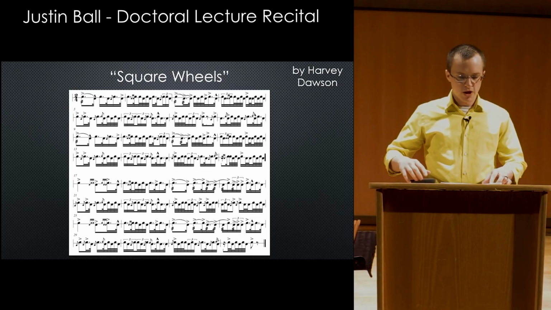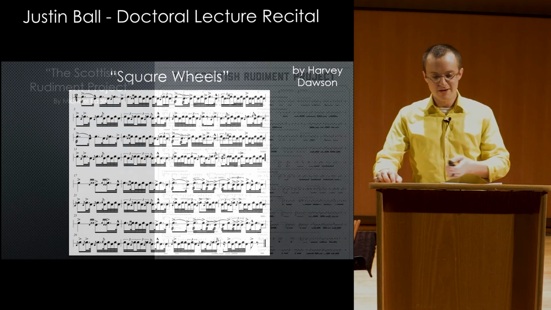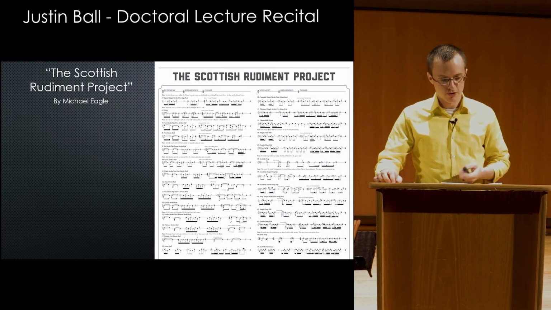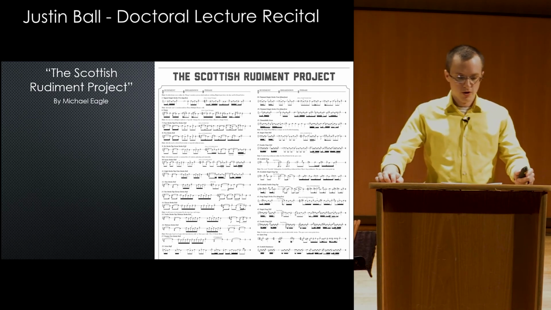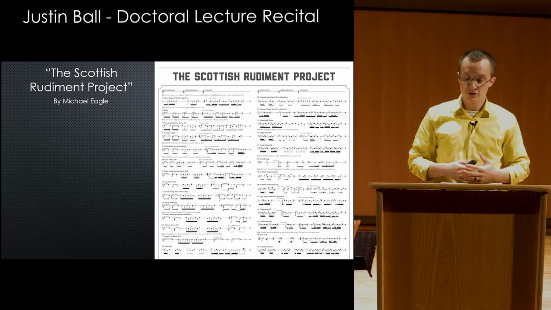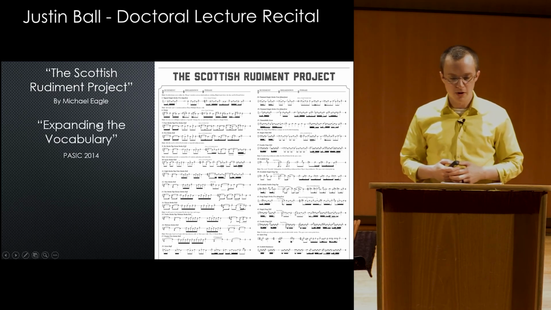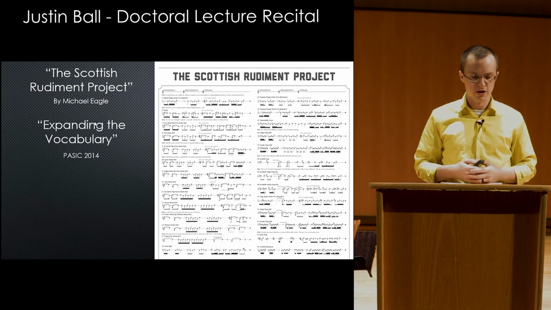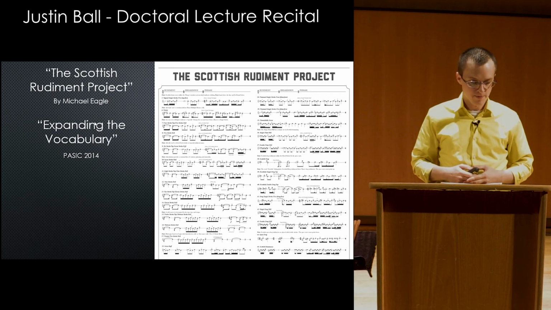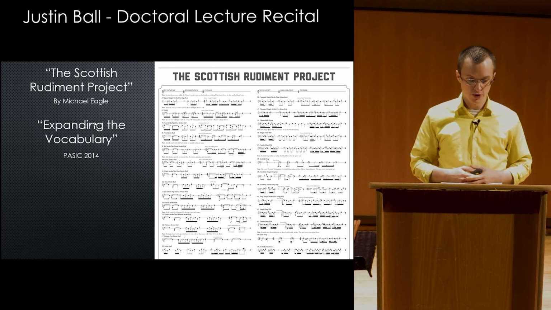Concerning the rudimental vocabulary of Scottish pipe bands, the first complete list of Scottish pipe band rudiments was created by Michael Eagle, who many consider to be the United States Scottish pipe band drumming ambassador. The Scottish Rudiment Project was part of his Expanding the Vocabulary Clinic at the Percussive Arts Society International Convention in 2014, which served as the primary source of motivation for my research.